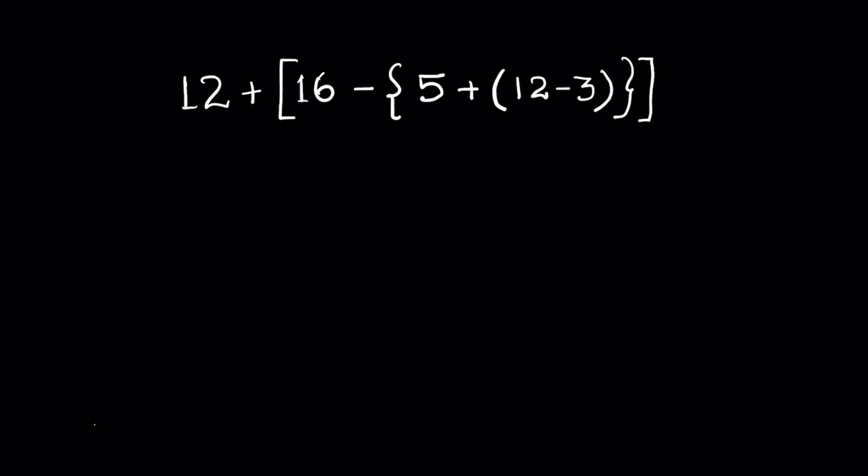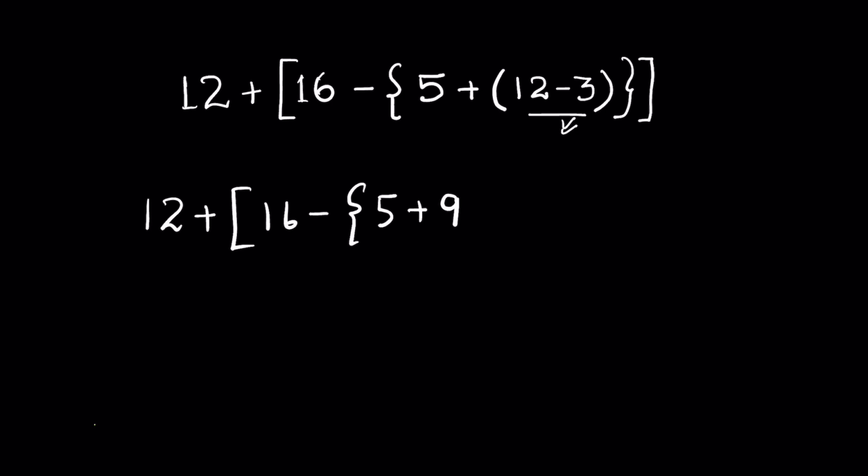12 is outside the bracket, so we leave it like this, then plus, then 16, which is in the box bracket. We cannot touch it unless we solve the smaller bracket, then minus, then 5 plus 12 minus 3 is 9. Once we have solved the bracket, we remove the bracket and write the number here. There is already a sign here, so we write plus 9. Remove the bracket, then we have the curly bracket left, and then we close the box bracket too.